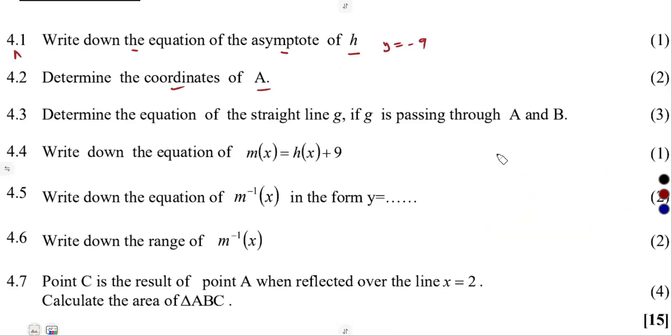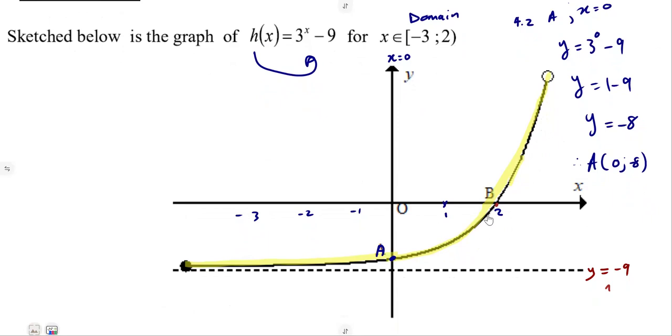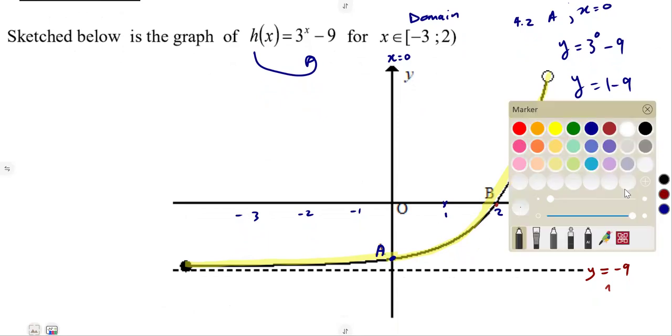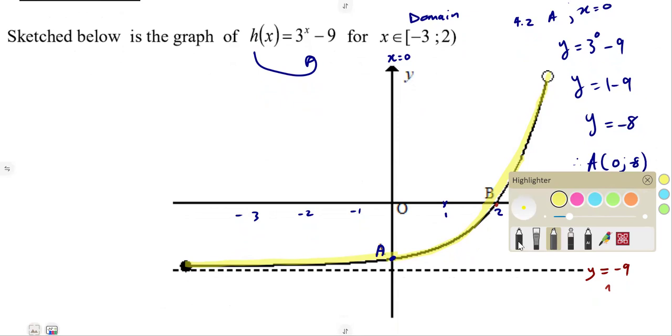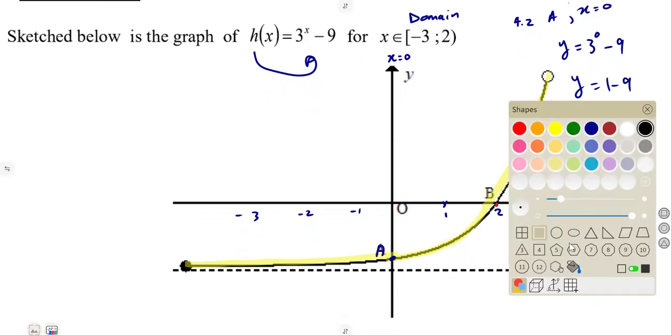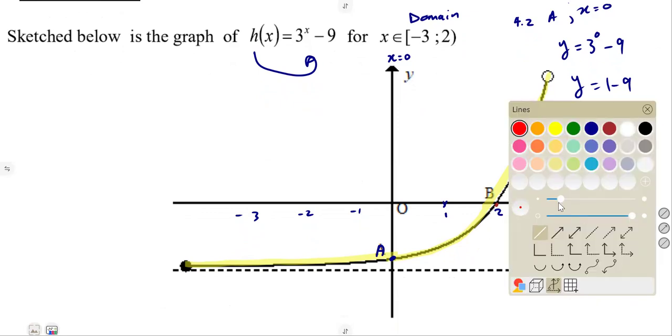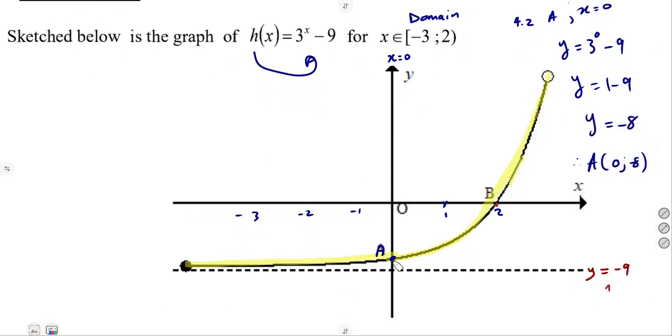4.3, we are now asked to determine the equation of the straight line g if g is passing through the points A and B. So we have the point A. Let's have B here. I'm just going to draw a line to represent what we are given this time, from A passing through B. A line was drawn. What is its equation? That is the question that we are given.